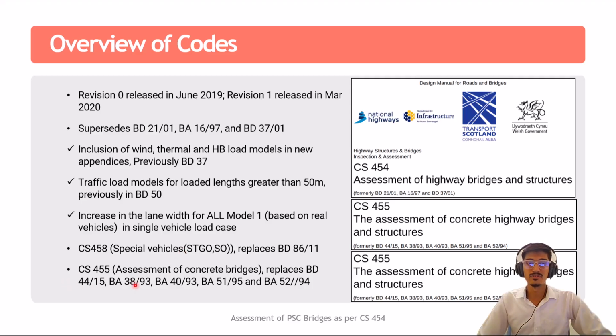And CS455, which we already saw, is the assessment of concrete highway bridges and structures. So these are some of the codes, the snapshots of which you can see on the screen.